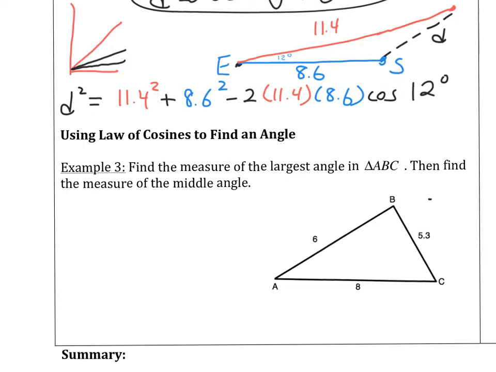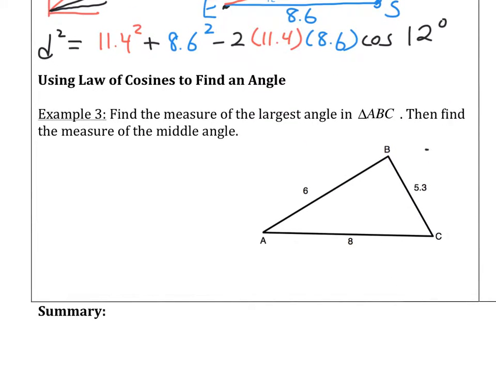So let's look at our final example here, and we're going to use the law of cosines to find an angle. So we're going to find the measure of the largest angle in this triangle ABC. Then we're going to find the measure of the middle angle. So I'll do the first one, and you'll do the second one.